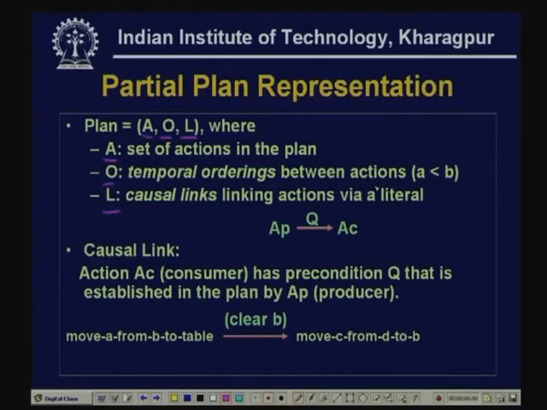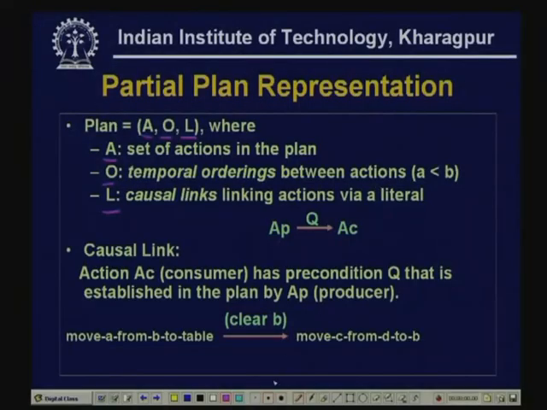So, we have a set of nodes which correspond to partial plans. We have a set of temporal links and a set of causal links. A temporal link simply says that if we have two actions, let us say A1 and A3, and we say that this is a temporal link, it means A1 must occur before A3. A causal link from AP to AC means that AP achieves some condition Q which is required as a precondition for AC.